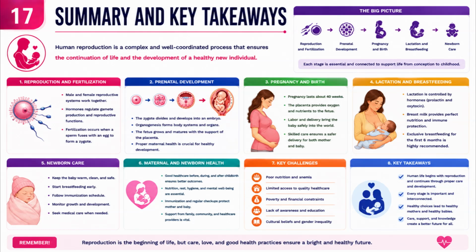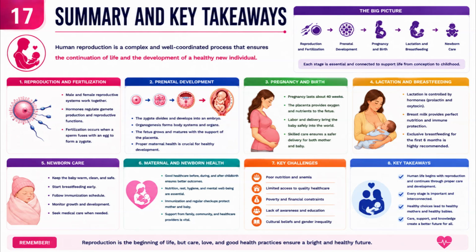Summary and key takeaways. Let us conclude today's lecture by reviewing the key concepts we have learned about pregnancy and human development. Pregnancy begins with fertilization, where a sperm and an ovum fuse to form a zygote. The zygote undergoes cell divisions, develops into an embryo, and eventually becomes a fetus after implantation in the uterus. Throughout pregnancy, the placenta plays a vital role by supplying oxygen and nutrients to the developing fetus while removing waste products. The fetus grows and matures over approximately 40 weeks, passing through 3 trimesters of development.